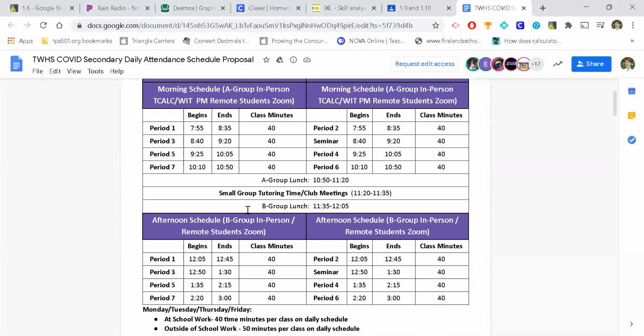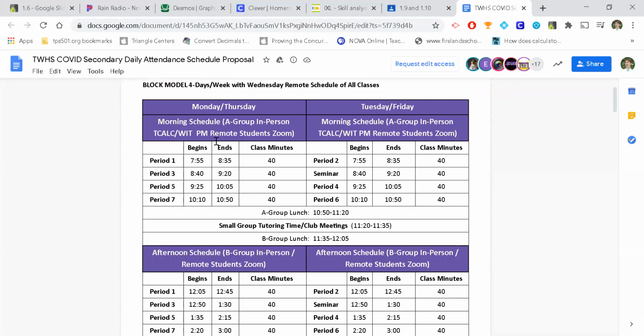Anyway, here's the idea. Every single person is now going to be assigned A or B, whether or not you're remote. If you're remote, you still stay remote, but you will be in group A or B. A students who have opted into in-person classes on Monday will go to their odd classes from 7:55 till 11:20, or I guess if you take lunch off campus, really till 10:50. And you have 40 minutes per class.